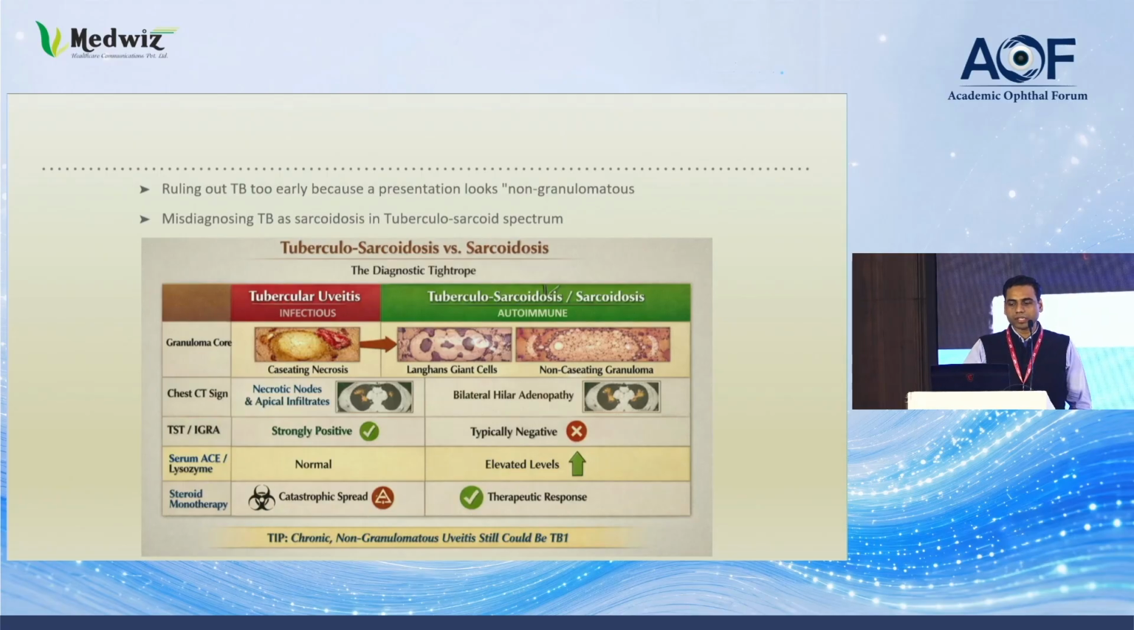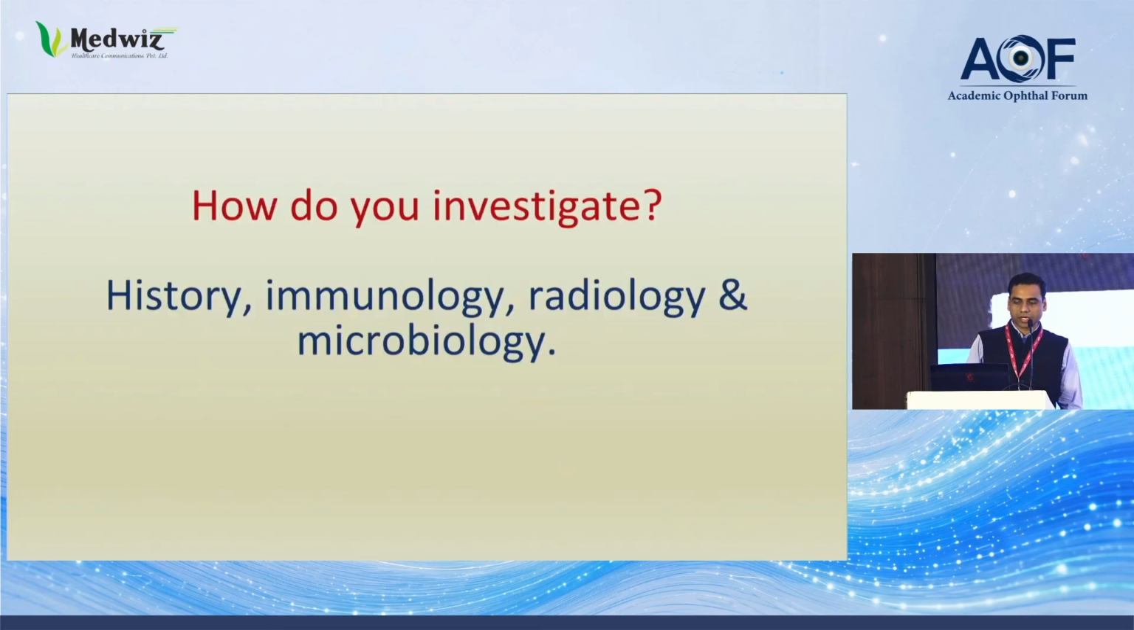Again, another important thing is the tuberculosarcoid versus sarcoidosis spectrum. Tubercular uveitis is purely infectious. Tuberculosarcoid and sarcoidosis is autoimmune. So this differentiation is very, very important to make when you come across a case which you suspect to be TBU. How do you investigate?